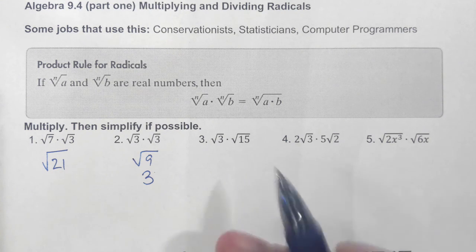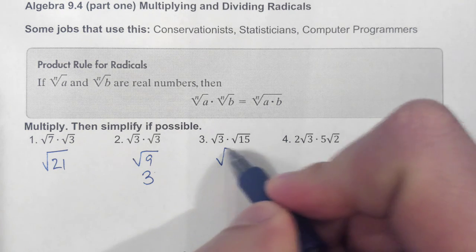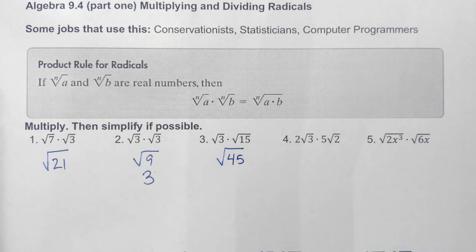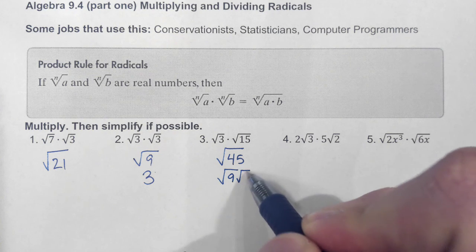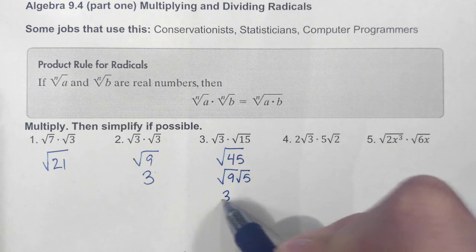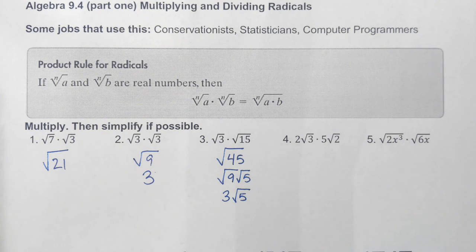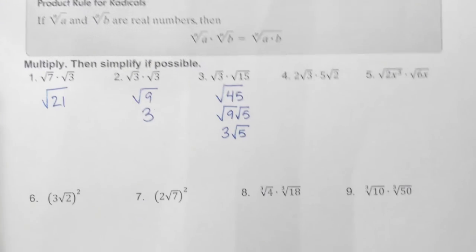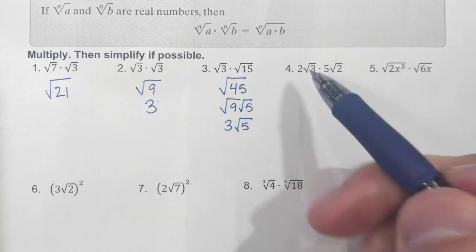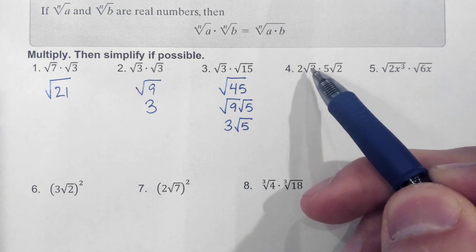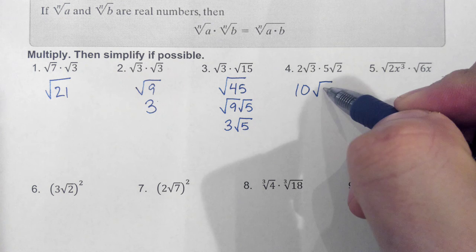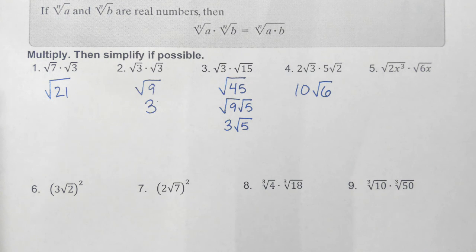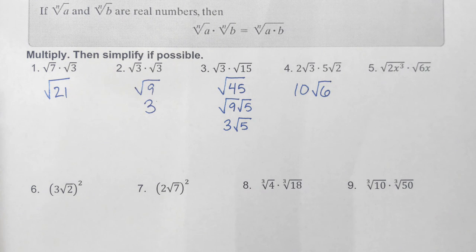Square root of 3 times the square root of 15 is the square root of 45. Look at that. Is there a perfect square that divides 45? And yes, it is 9 times 5. So that simplifies to 3 square roots of 5. We're bumping it up a notch there. Number 4, you multiply corresponding parts, the outside and the inside. So 2 times 5 is going to be 10. The square root of 3 times the square root of 2 is the square root of 6, which does not simplify further.